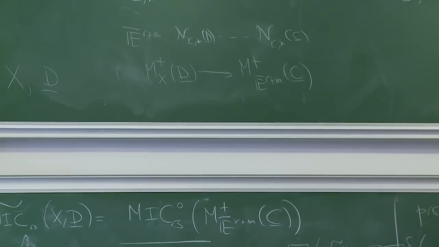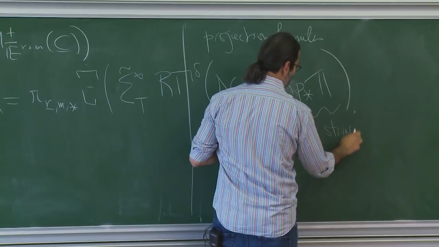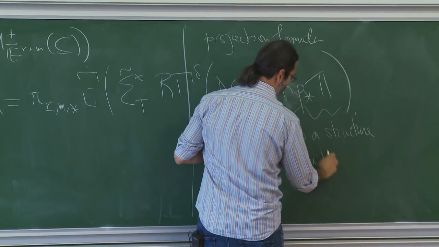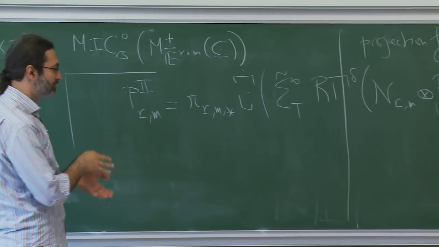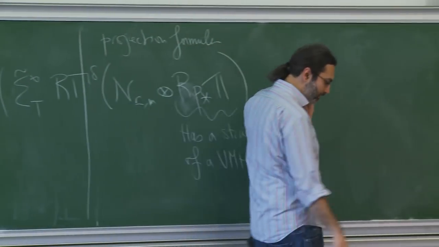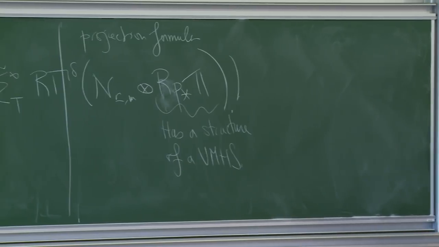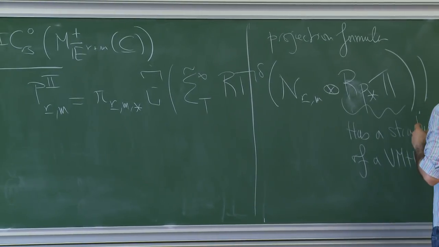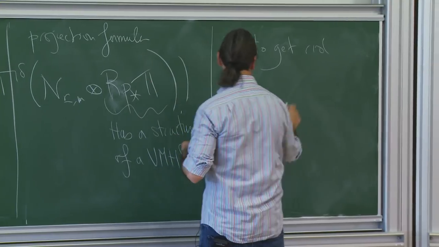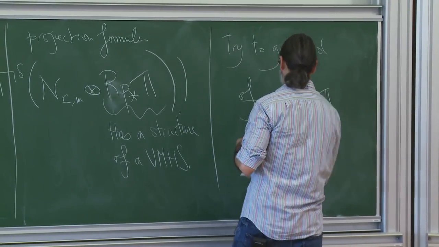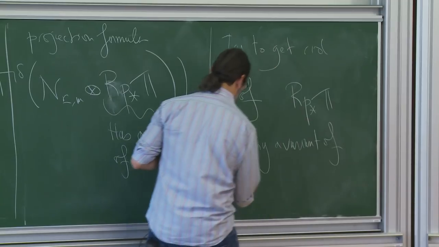And now the thing is that this guy has a mixed Hodge structure. This has a structure of a variation, admissible variation of mixed Hodge structure. In fact, a very simple one, because we are still working over a product of Gm. So this is again just essentially a logarithmic sheaf. Very simple. But we have this formula. And the idea is to try to get rid of this part here using a variant of the Hodge theoretic argument.